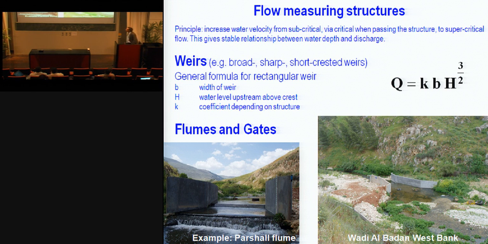Some other examples. These are so-called flumes. These are examples from the West Bank in Palestine. Here it's just a too wide river. You cannot just put that into one little V-notch. And during floods, it can rain very heavily in this area.